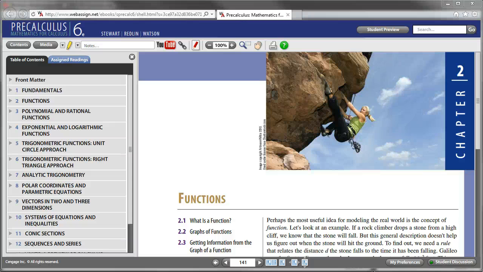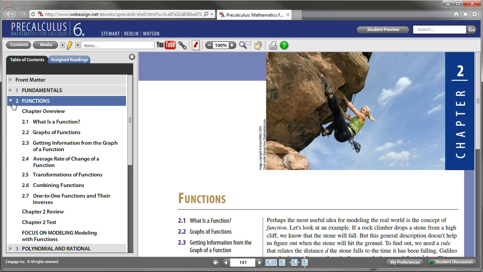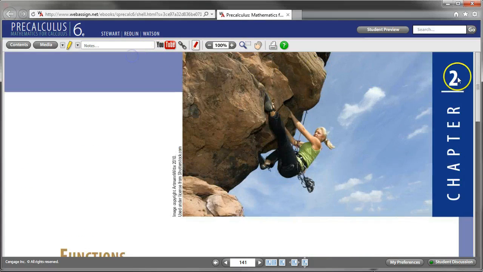Welcome back, pre-calc students. In chapter 2, we talk about functions. The first part is what is a function, the graph of a function, and getting some information from a graph. Those are very elementary. And if you go over to 2.6, now we are talking. There will be some difficult stuff there. Okay, let's begin with 2.1.